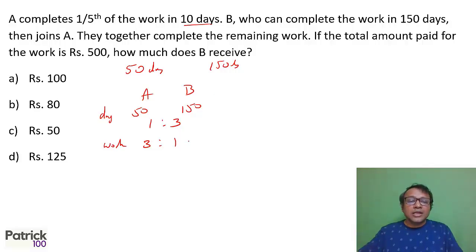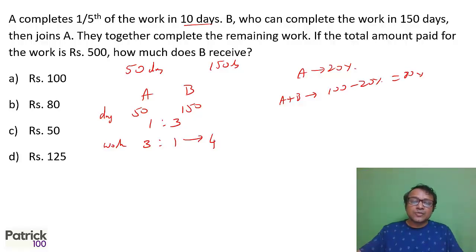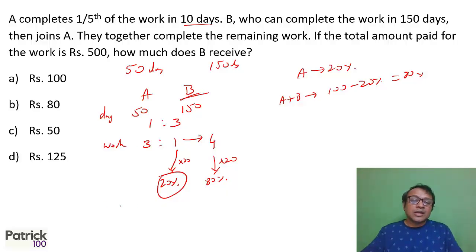Now 3 plus 1 is 4. Already A has completed 20% work. So A plus B together will complete the remaining work, 100 minus 20%, which is 80% work. So this 4 stands for 80%, 4 into 20 is 80, so 1 will stand for 20%. That means B has done 20% of the work, so B will get 20% of 500, which will be 100 rupees, A option.